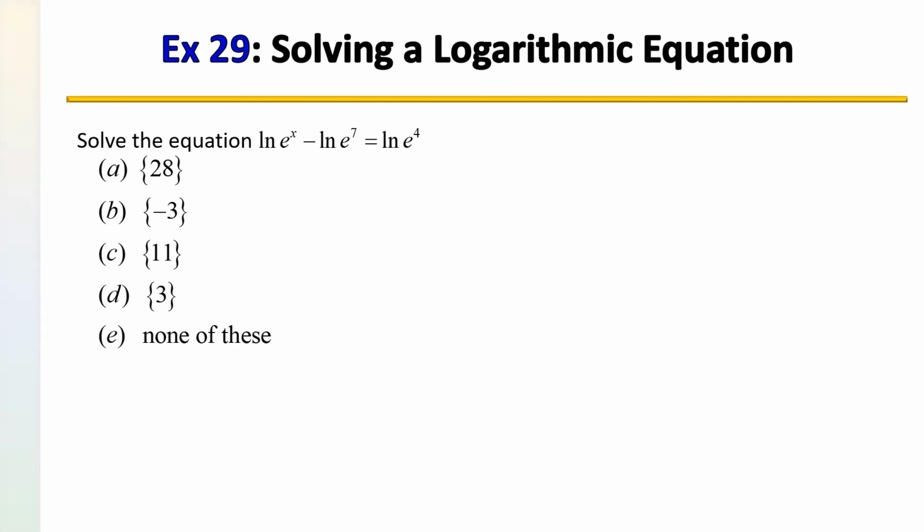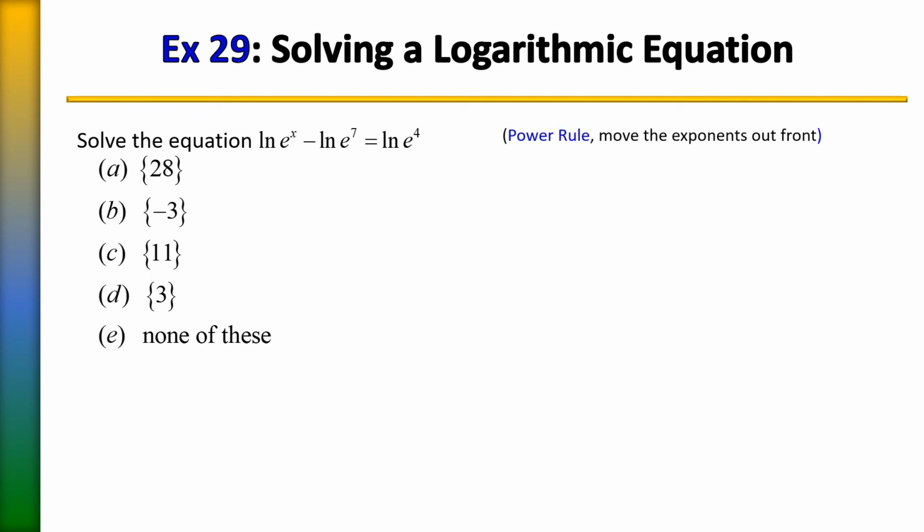In this example, we're going to solve a logarithmic equation. The natural log of e to the x minus the natural log of e to the 7th equals the natural log of e to the 4th power. So the first thing we're going to do here is use the power property to move the exponents out front. So we're going to move the x, the 7, and the 4 of those exponents out to the front of their log. When we do so, it looks like so.